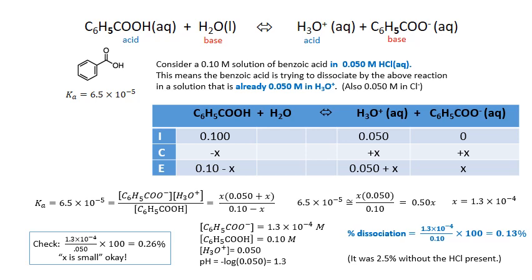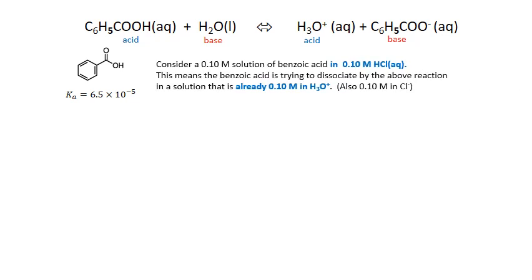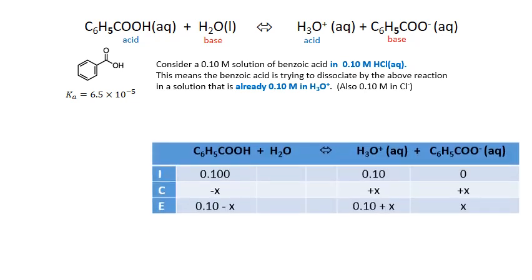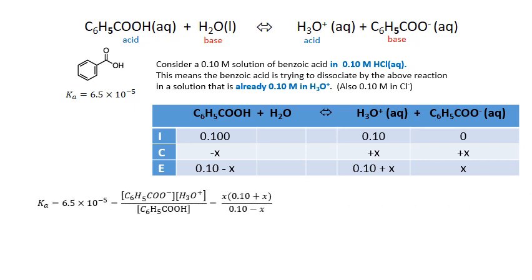Now, we could do the same calculation very quickly. Suppose we increase the amount of acid that we have originally. Suppose we double it and make it 0.1. There, the same slide, different numbers. So now I've got 0.1 molar HCl, and the ice table is updated, 0.1 instead of 0.05. We can go through this very quickly.